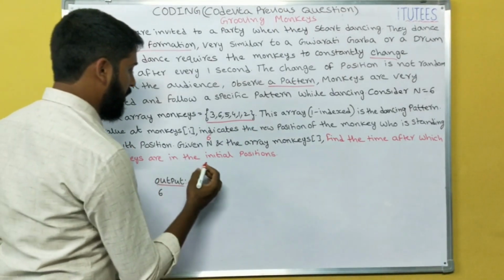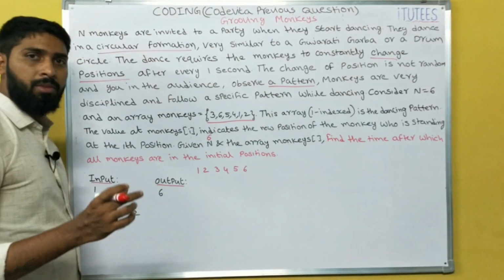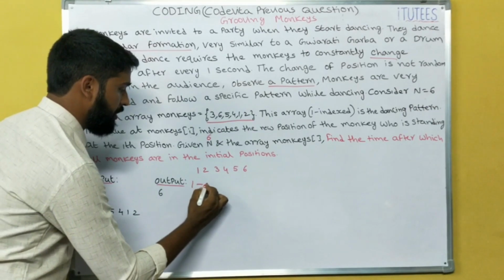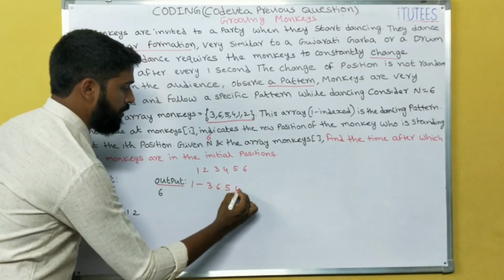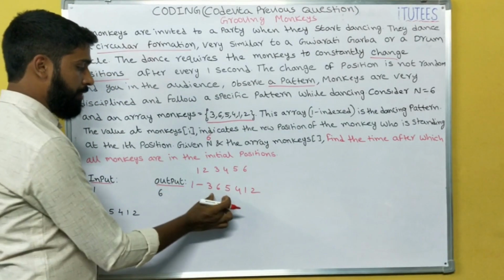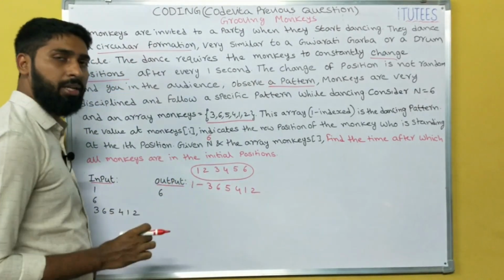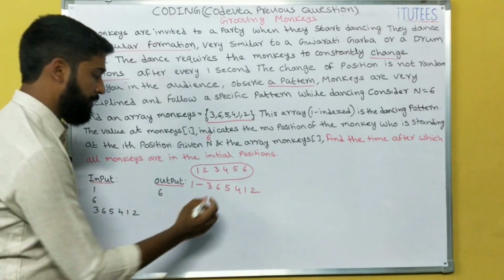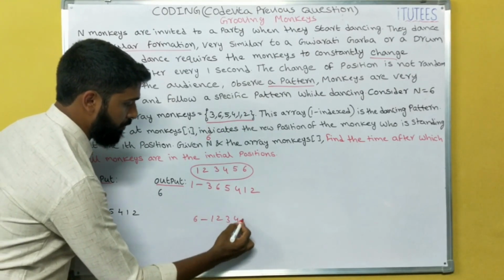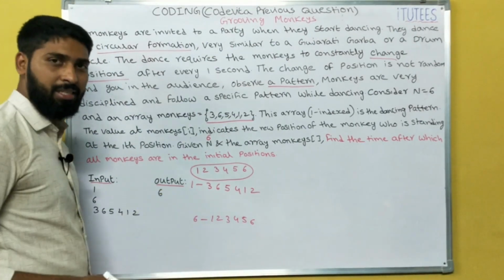The initial positions of monkeys are 1, 2, 3, 4, 5, 6. The first position of the array is 3, 6, 5, 4, 1, 2. So this is the input we are going to give, and we can find at which time the monkeys form the initial pattern, that is 1, 2, 3, 4, 5, 6. In this example the monkeys form 1, 2, 3, 4, 5, 6 at the 6th time. So we can print the output as 6.